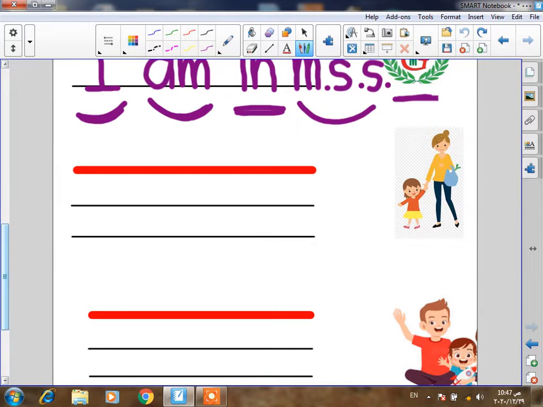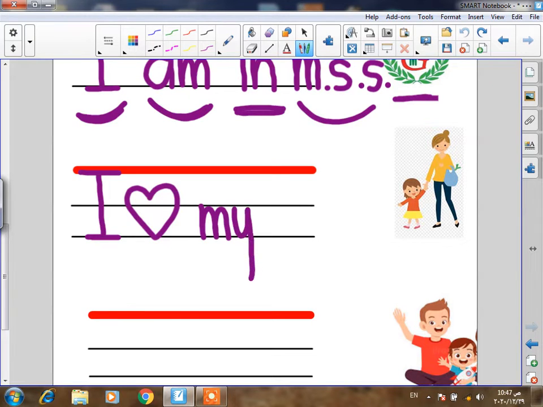Kg1, I love my mom. Let's try to write it. Okay, let's try. I. Love, I will draw a heart. Can you draw a heart? I love my. How do we write mom? M. M. And with a dot.